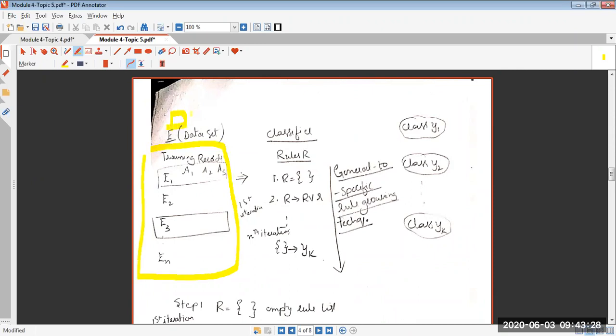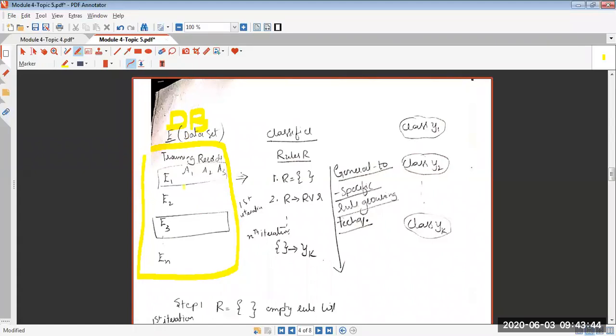Database or data set, all are same. Do not get confused. So this is my database or data set. What is there in a database? You're aware of it. It is a collection of records or tuples. Assume some 10 records are there.